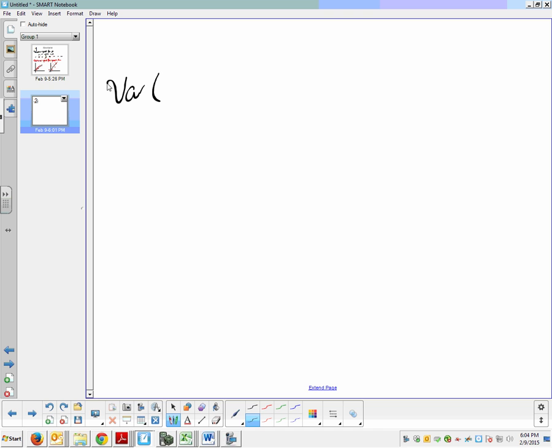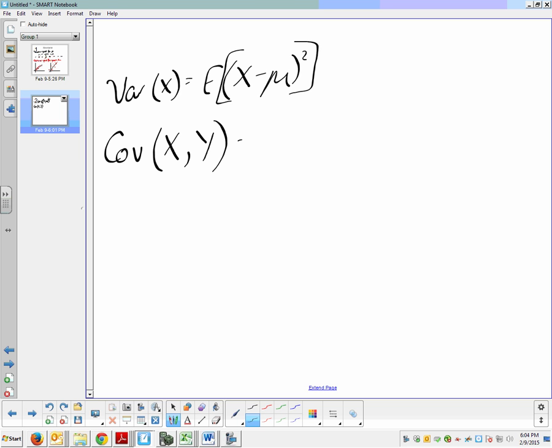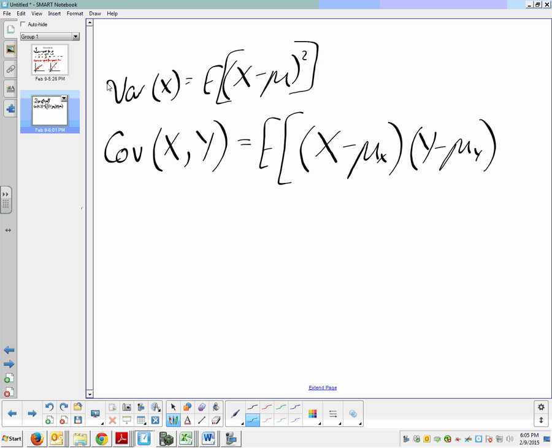So variance of x is defined as the expectation of x minus mu squared. And the covariance of x and y, because it's two variables, is defined as the expectation of x minus the mean of x times y minus the mean of y. Because your points come in pairs, for each pair of points you'd work out the mean of all the x values, the mean of all the y values, and you calculate the expectations like that.